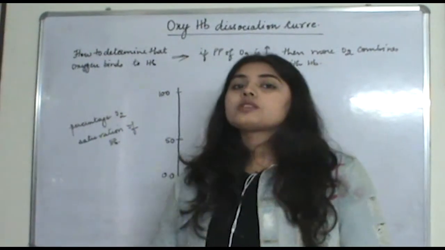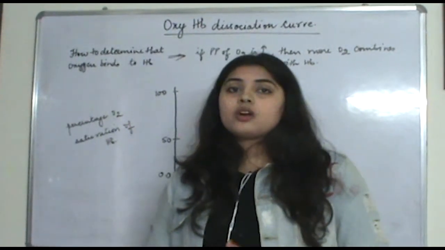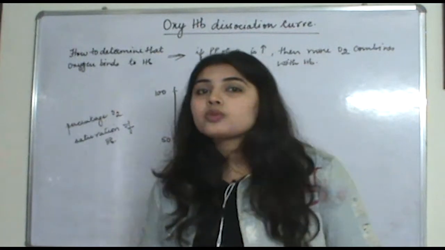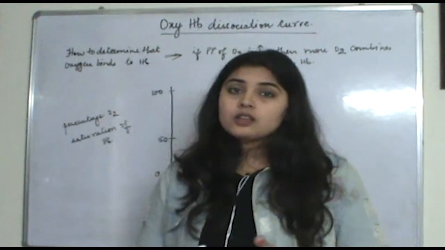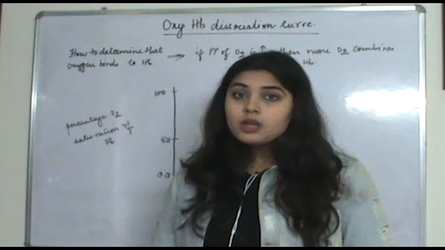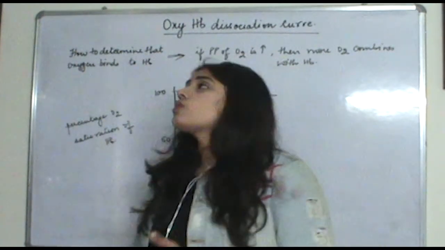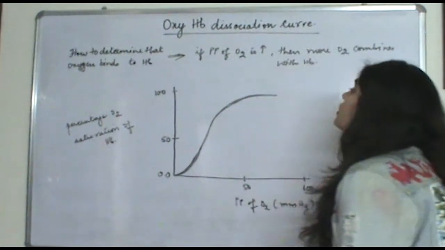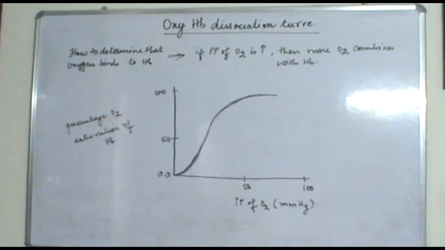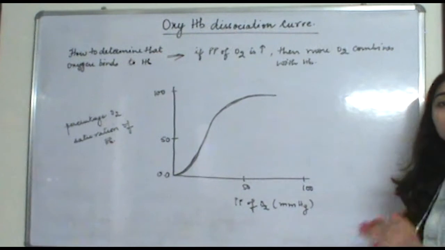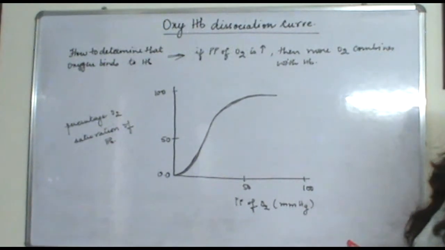In the previous videos, you must have seen how the partial pressure of oxygen has to be more or less in order to enter or exit the respiratory system. But in this video we will be focusing on the dissociation curve that you need to study, considering the amount that oxygen and hemoglobin are bound together.